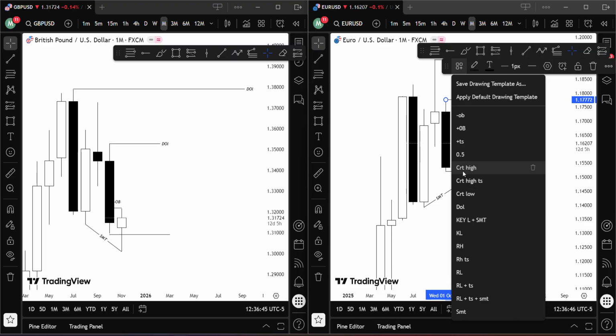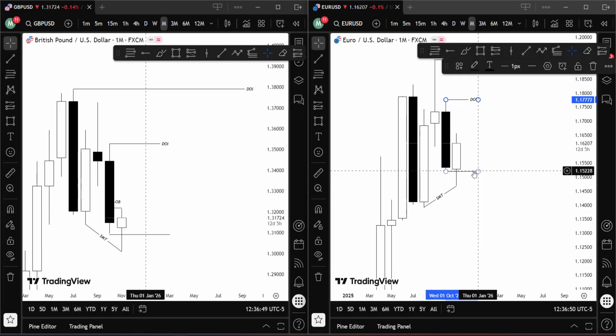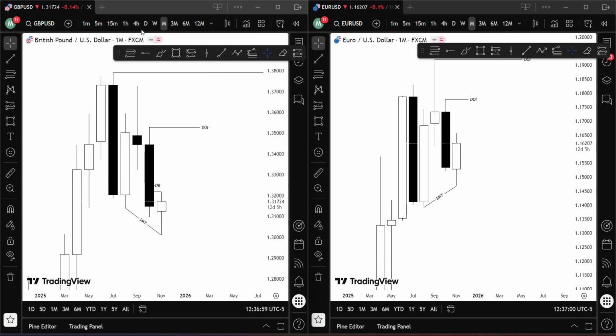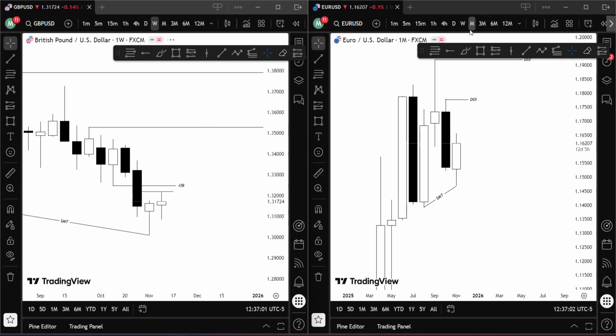I'm now looking for a buy immediately. This is for my draw on liquidity. It's not necessarily an executable CRT, right? That's how you must use CRT. You must use CRT as a logic, not as a pattern that you're going to trade like a pattern, right?